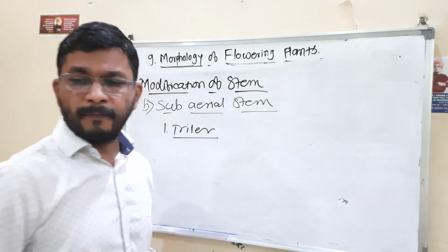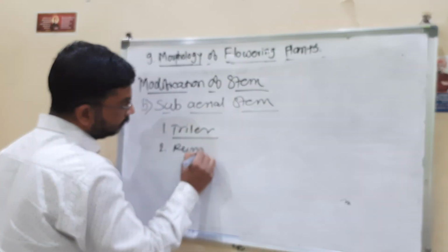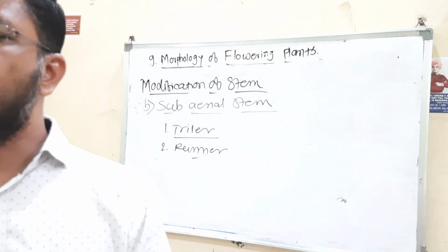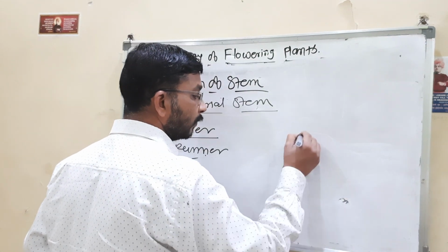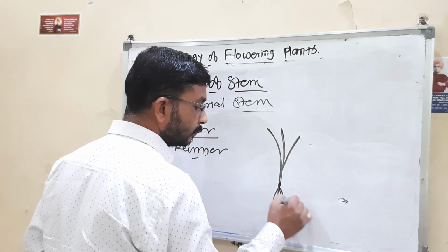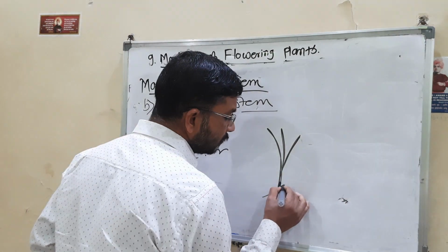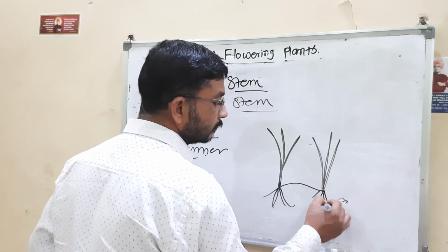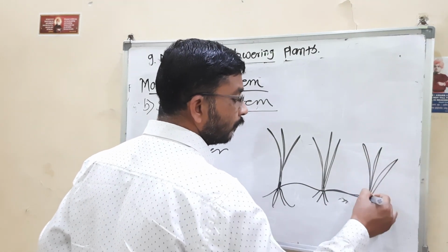Then runner. Second one is runner. Example of runner is cynodon. I draw one diagram for you people. Then from this we found again. In Marathi we call them harali also.